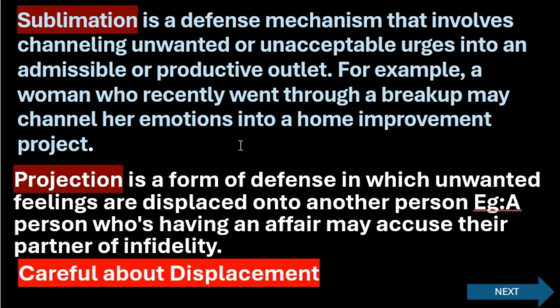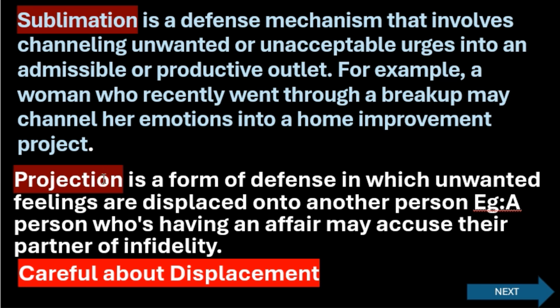But sublimation is a similar type of mechanism, the difference being that they channel the unwanted or unacceptable urges to an admissible or productive outlet. An example is a woman who recently went through a breakup may channel her emotion into a home improvement project. So this is a productive project. She is changing her unacceptable behavior or urges to a productive or acceptable urge.